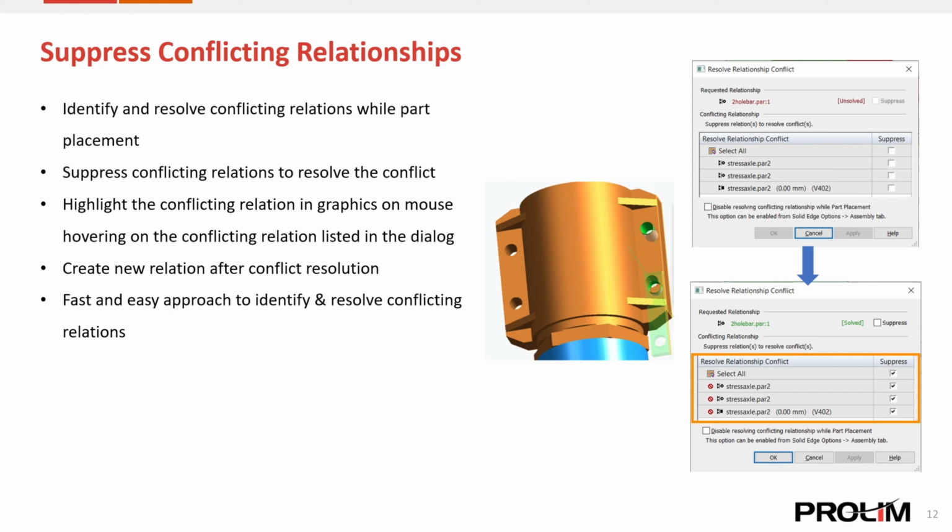Now in the last one, we have the suppress conflicting relationships. It has become easier to assemble components. It's a very fast and easy approach to identify and resolve a conflicting relation. Now when you're trying to place a part or reorder something, you get this resolve relationship conflict dialog box pop up, which says the current relationship has been unsolved, and in order to solve this, you can suppress one or more of these existing relationships to make it possible. This is a really nice, fast and efficient way of placing components and reordering components inside the assembly environment.